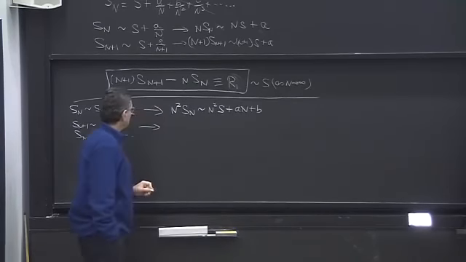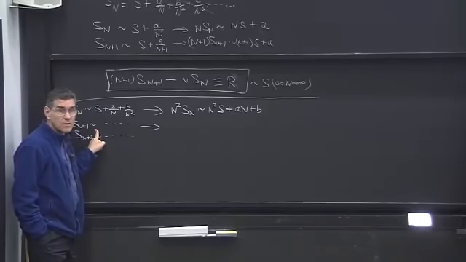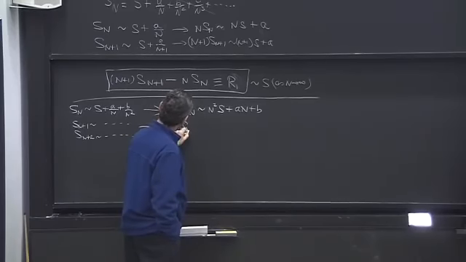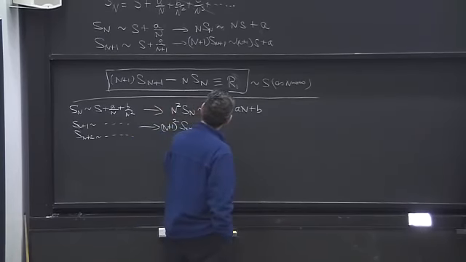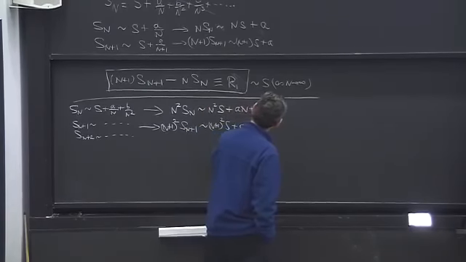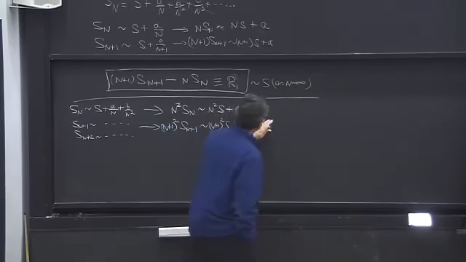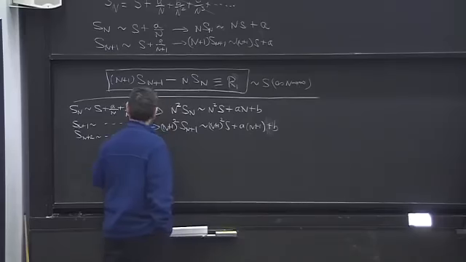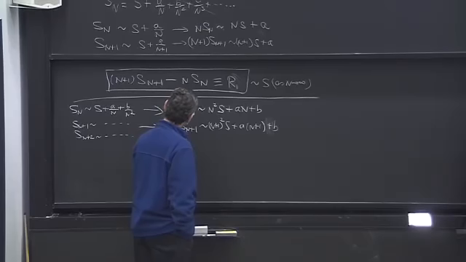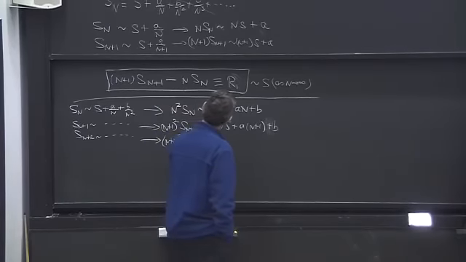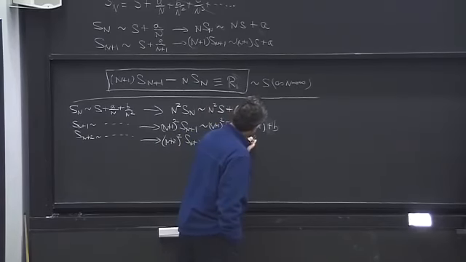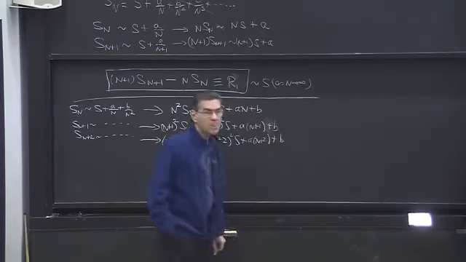Then let's take the second equation and multiply it by n plus 1 squared. Okay? That gives me n plus 1 squared Sn plus 1 is n plus 1 squared s plus a times n plus 1 plus b, and the next one will multiply by n plus 2 squared, so that gives me n plus 2 squared Sn plus 2 is approximately n plus 2 squared s plus a times n plus 2 plus b.